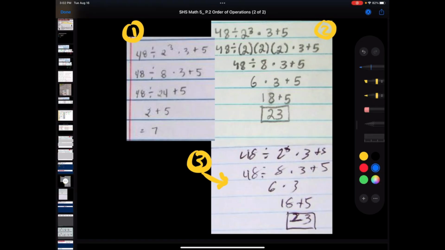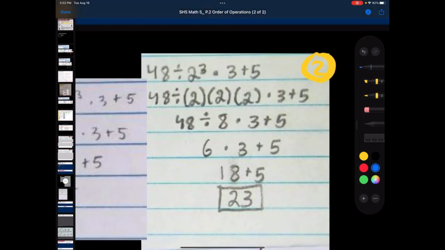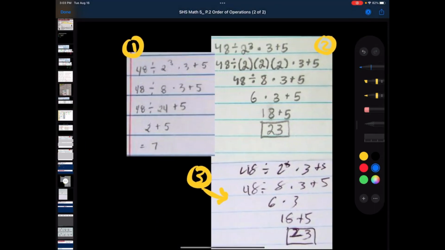Zuri, where are you? Zuri. Hi. Tell me something. Student 1, 2, or 3? What about student number 2? They got what? Everything is right. Awesome. Thank you.